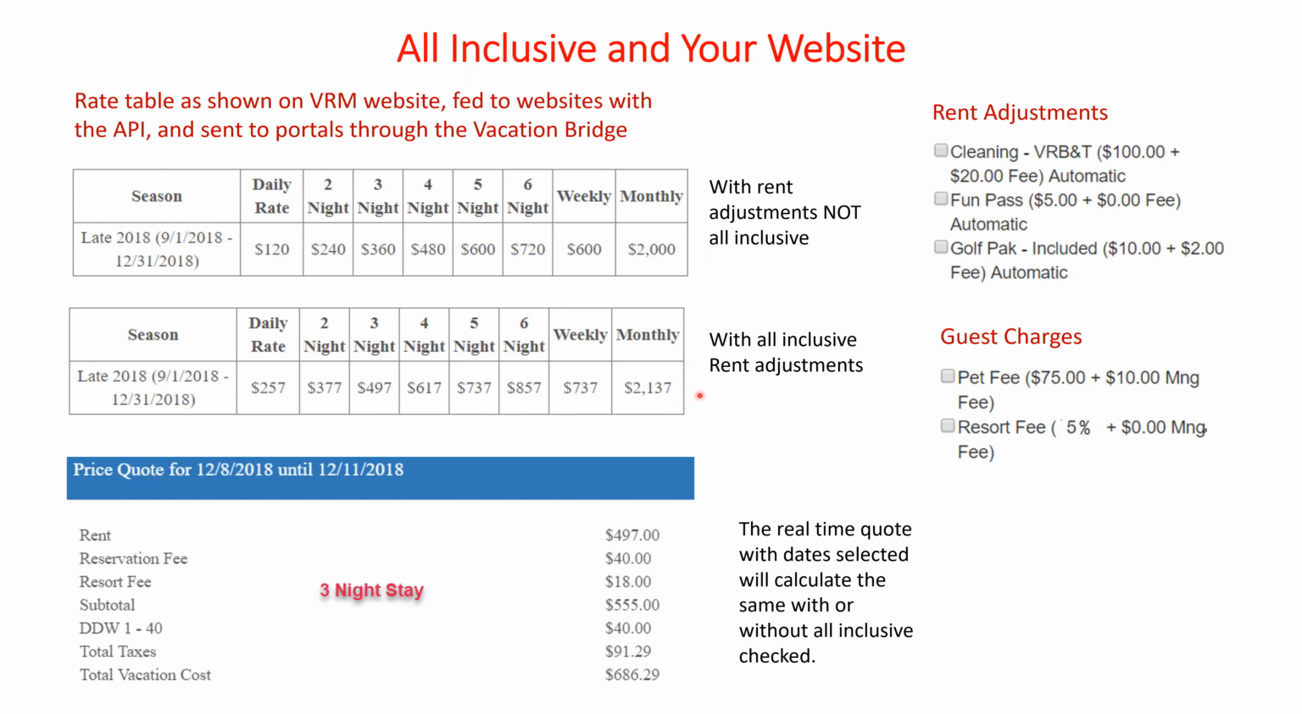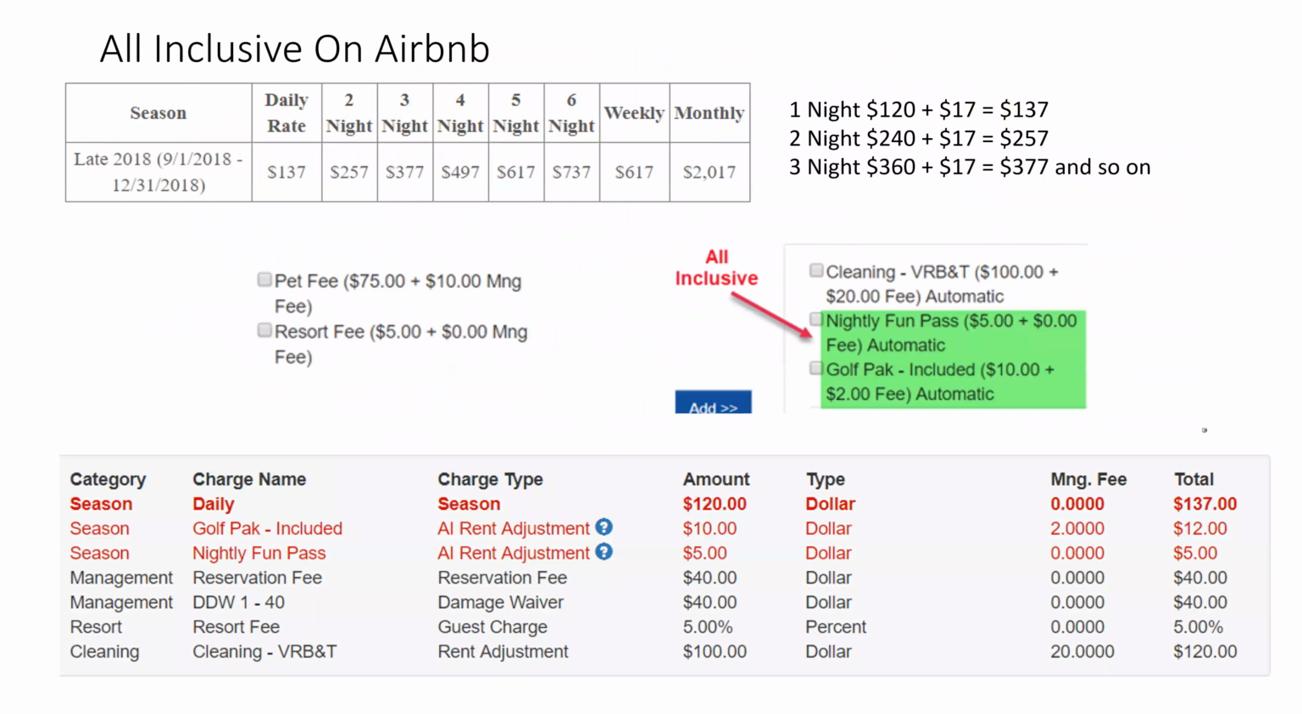So remember, they are only taking the daily rate. And I hope you can see where we're going here. If you have all-inclusive charges that are meant to be a one-time charge, and we're only sending the daily rate to Airbnb, that one-time charge is built into the daily rate, and it now becomes a daily charge.